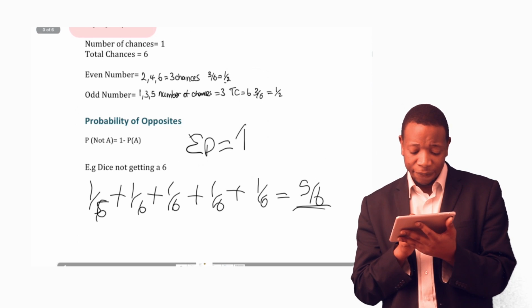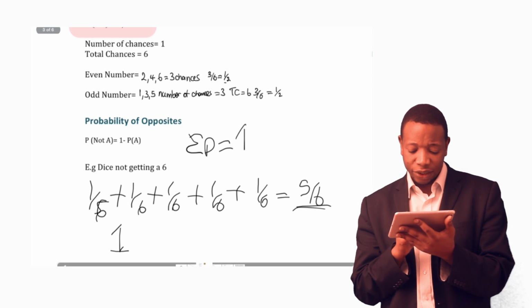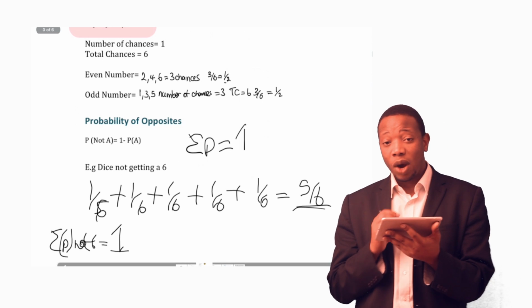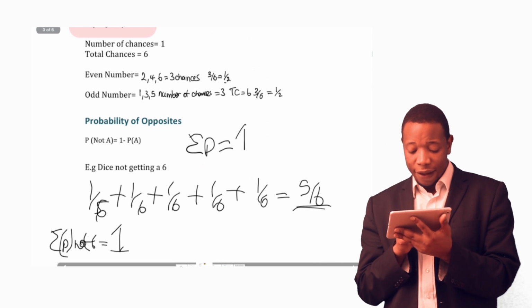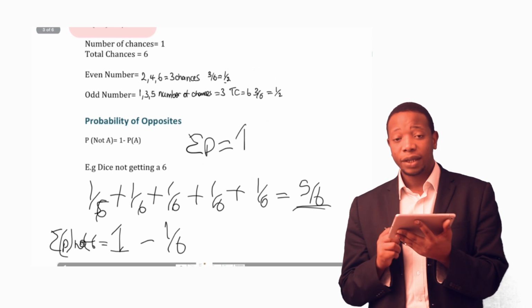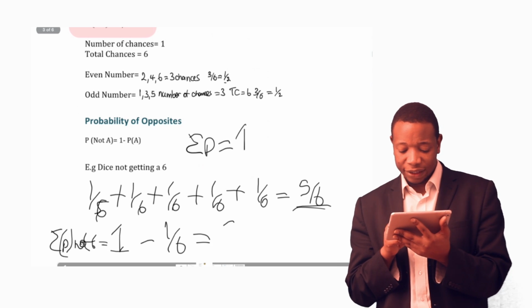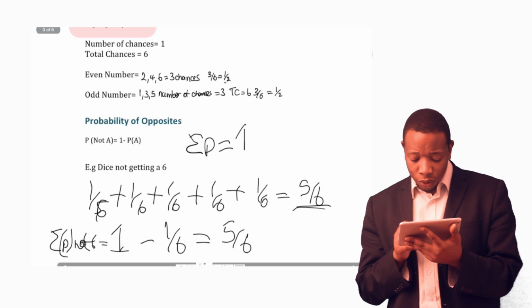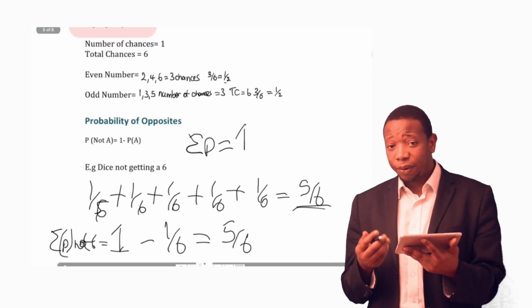Or we could simply say the total probabilities, which is 1, and the probability of not 6 would be 1, which is the total number of chances, minus the probability of getting a 6, which is 1 over 6. Which should give us 5 over 6. So that's how we could do it. And that's how we do the probability of opposites.